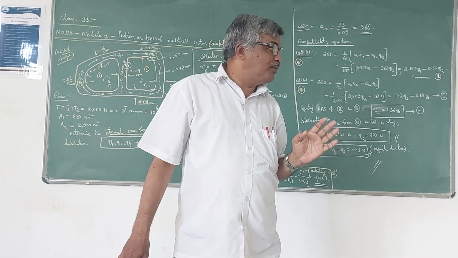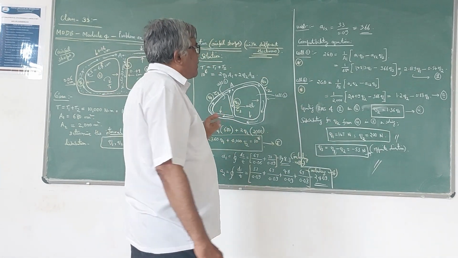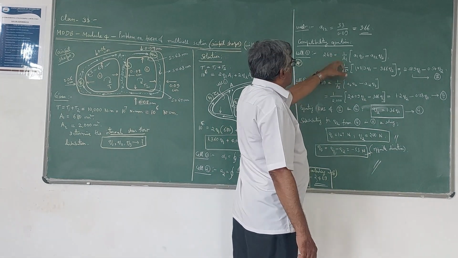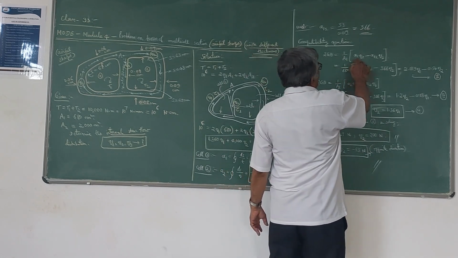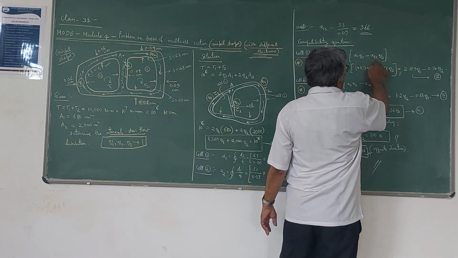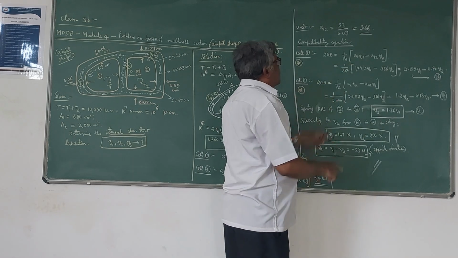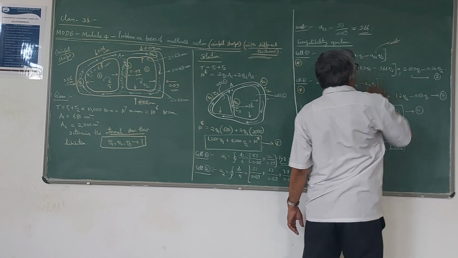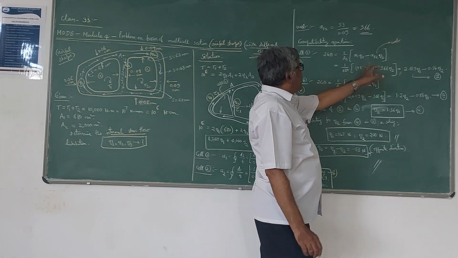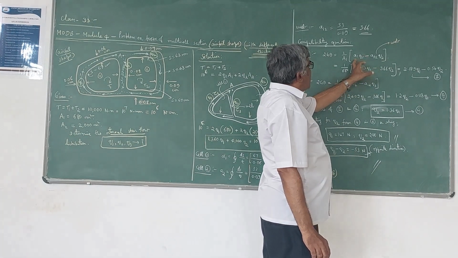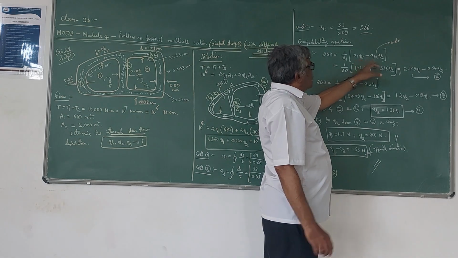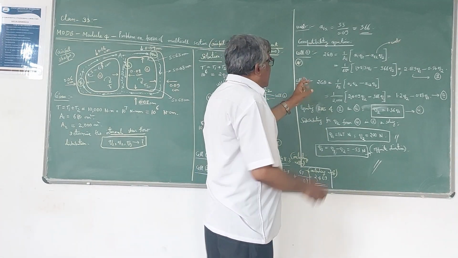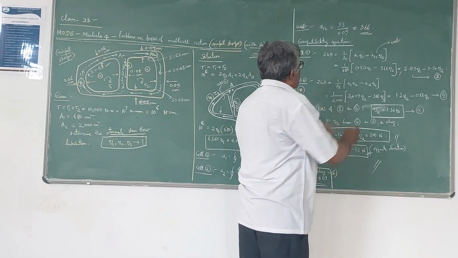If I write the compatibility equation for the first cell, 2G theta is equal to 1 by A1 into (a1 Q1 minus a12 Q2). Please remember that A12 is for the web. I have to take a minus sign here because, reading from Q1, this Q2 is going away. For the second cell, it is in the reverse way. It is very easy to remember. It is in the reverse way.